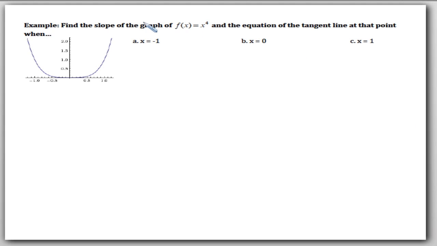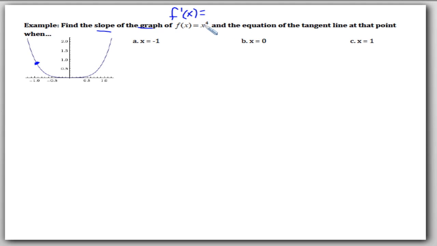Now, we're going to use the power rule here to answer this question. It says find the slope of the graph of f of x equals x to the 4th and the equation of the tangent line at that point when x equals negative 1. So we're trying to find right here what is the slope of the graph at this point. Well, before we do anything here, we know the slope of a graph is the same as its derivative. So we're going to go ahead and find f prime of x.